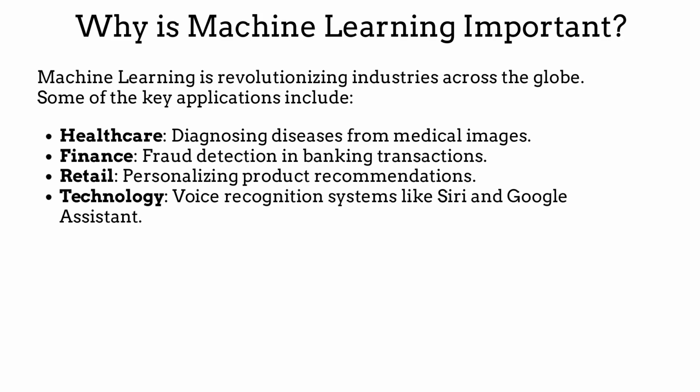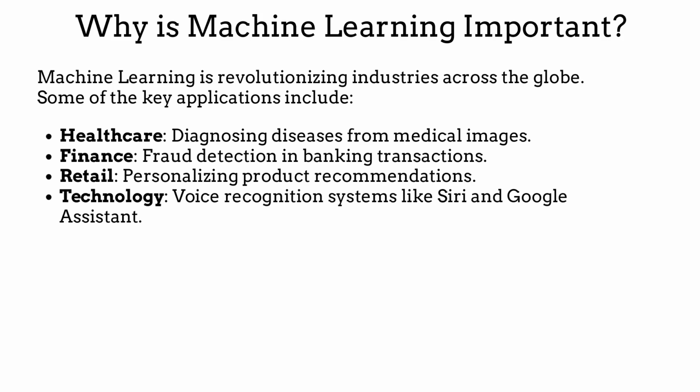Retail. Ever wonder how online stores know exactly what you want? That's machine learning at work. It analyzes your browsing and buying habits to recommend products you're most likely to buy. Technology. Voice assistants like Siri or Google Assistant, they rely heavily on machine learning to understand what you're saying and respond in a helpful way. And they keep getting smarter the more you use them.